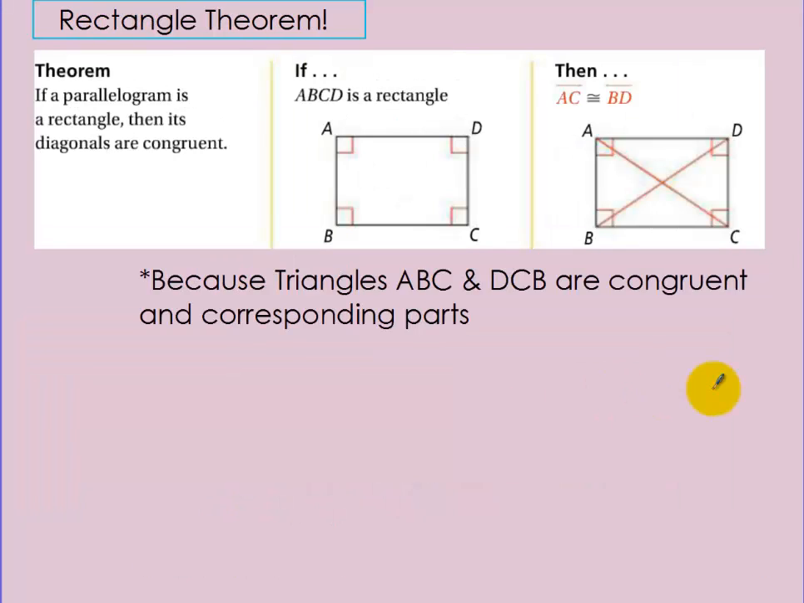Now for our theorem for rectangles, we have one. If a parallelogram is a rectangle, then its diagonals are congruent. So diagonals AC and BD are congruent. And why does that work out? Well, triangles ABC and DCB are going to be congruent triangles, and then the corresponding parts would be congruent, and you can prove that. So that's it for this section.